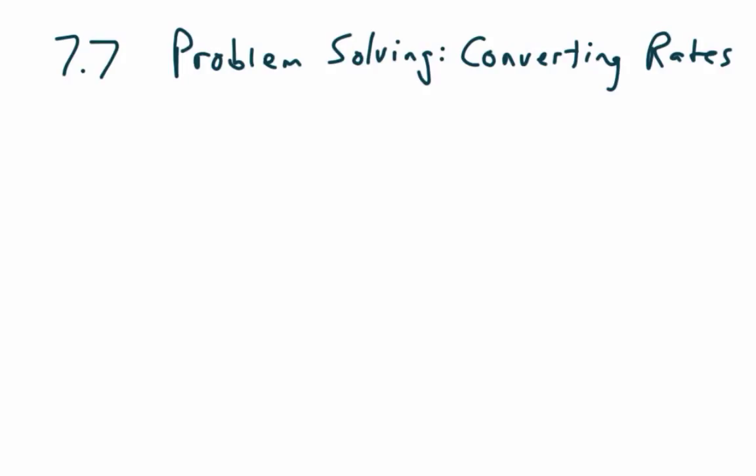7-7, problem solving, converting rates. So problem solving. This here is almost identical to what we were doing in section 6. So it's not that much of a step beyond what we were doing.